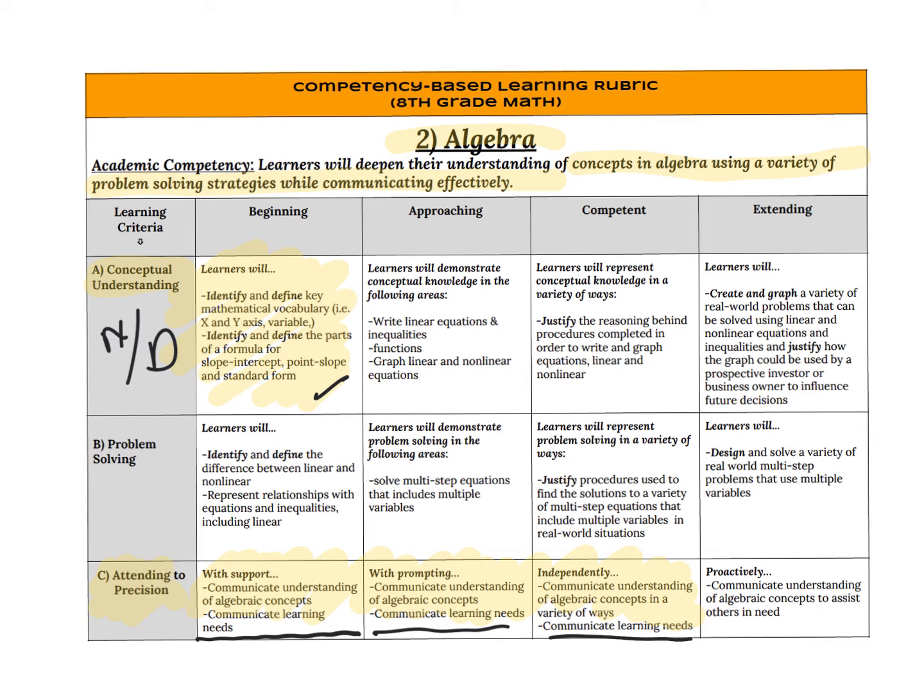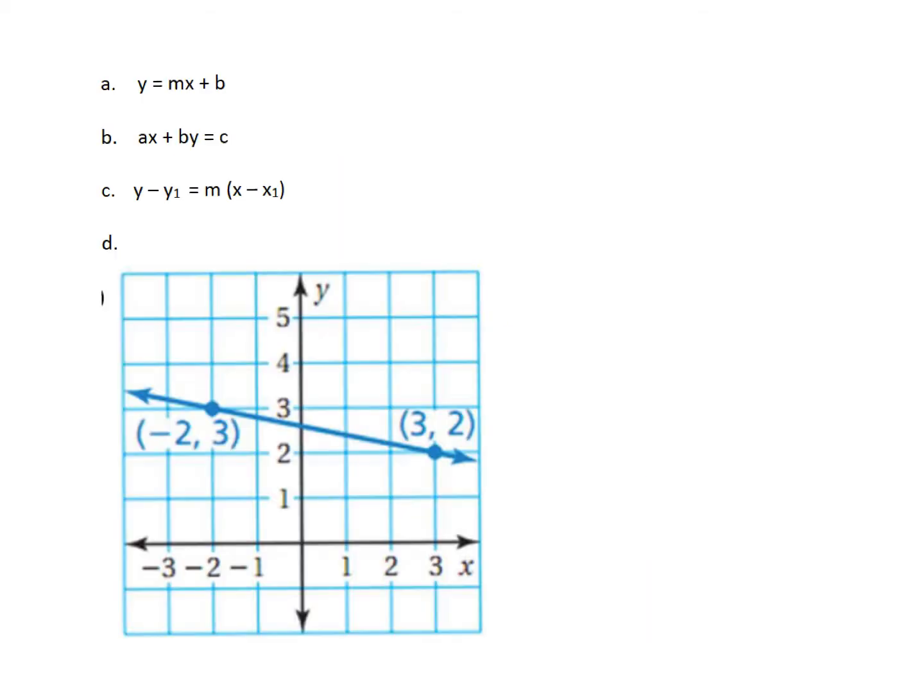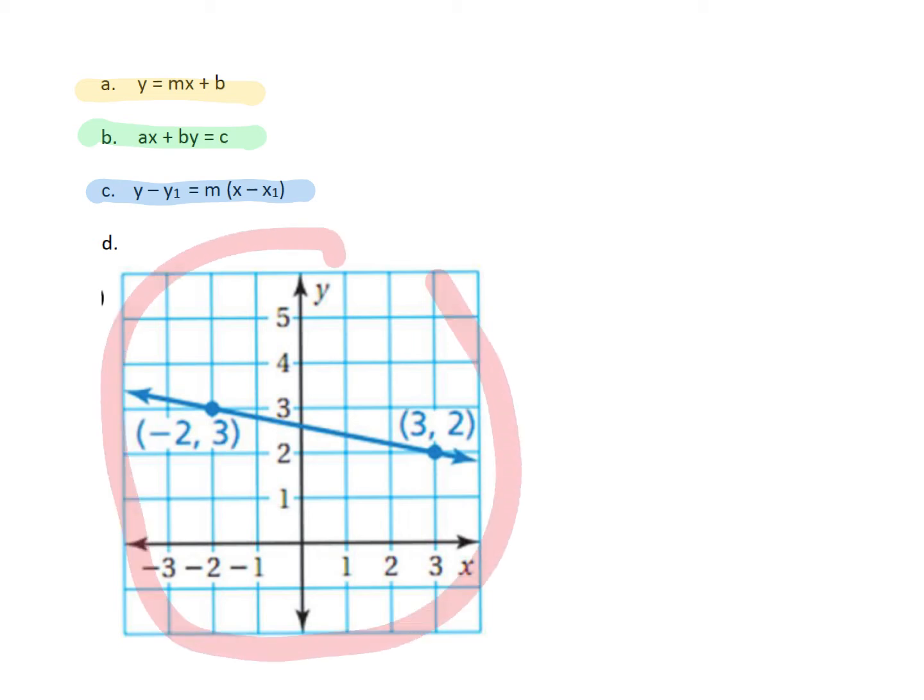So here's what it looks like. These are the 4 problems that you are going to get. So here is slope-intercept form, here is standard form, and here is point-slope form. Then I gave you a graph with a line on it.